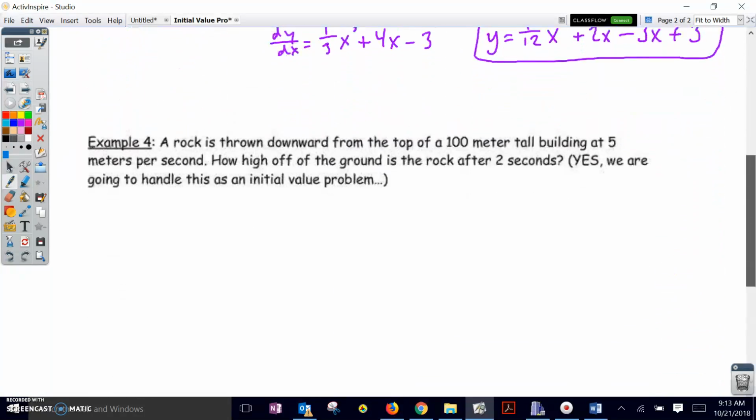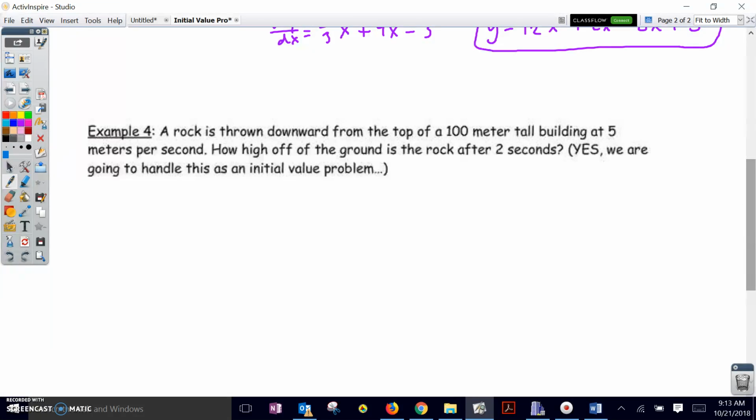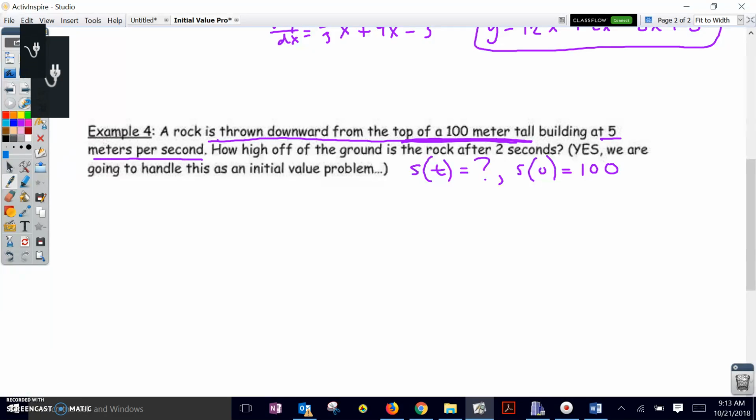All right, example 4. A rock is thrown downward from the top of a 100-meter tall building at 5 meters per second. How high off of the ground is the rock after t equals 2 seconds? So what we want to do is find a function for the position of this rock. It's thrown downward from the top of a 100-meter tall building, so the position at time 0 is equal to 100. With a velocity of 5 meters per second, being thrown downward, that's going to be a negative velocity. So v of 0 equals -5.